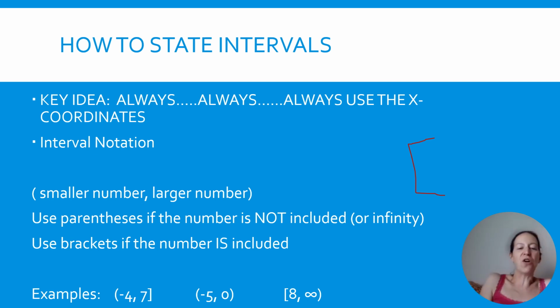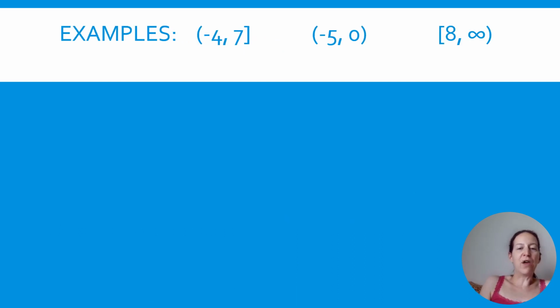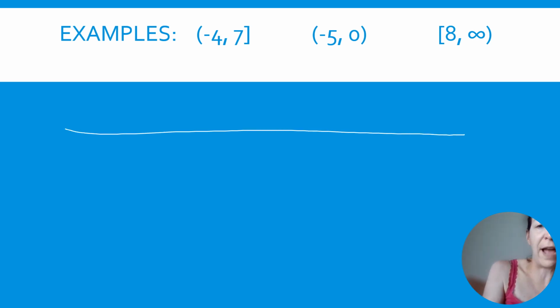Now, notice in all of these, the smaller number is to the left. So -4, 7, -5, 0, 8, infinity. You're always going from left to right if you were looking at that number line. So on the next slide, I wanted to demonstrate what these look like. These are just in one dimension, in a line, okay?